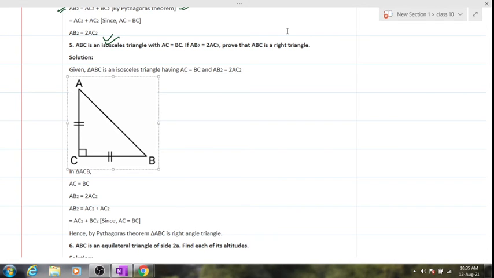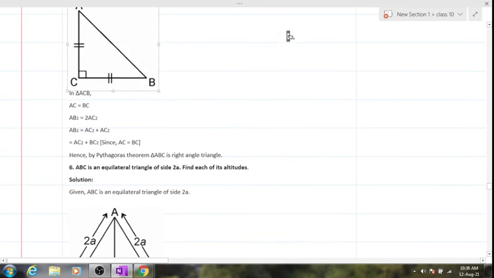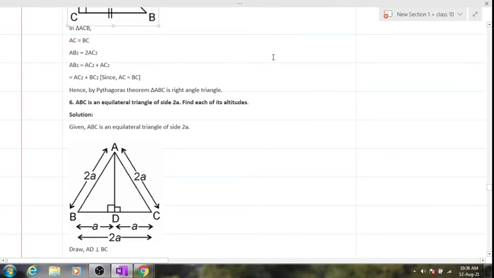ABC is an equilateral triangle of side 2A. Find each of its altitudes. Keep in mind, altitudes are the same. This is 2A, 2A, 2A. Is it clear? And since it is the altitude of an equilateral triangle, it will be the median also. Okay? So AB is 2A and BD is how much? A. Right? Can we calculate the altitude? Yes or no?